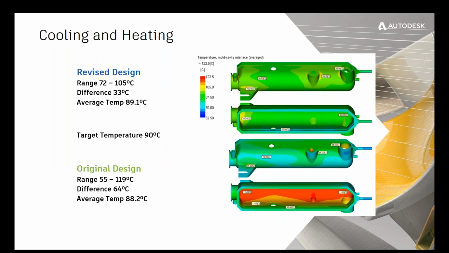There is a revised design picture on top, versus the original design on the bottom. You're able to see the part on top has a more uniform temperature across the part versus the large heatsink in the original design. By comparing optimized cooling channels and inserts to simple cooling channels, we're able to see the uniformity that it brings.